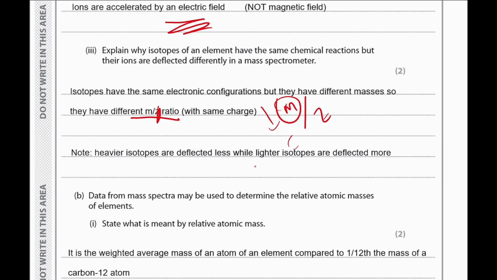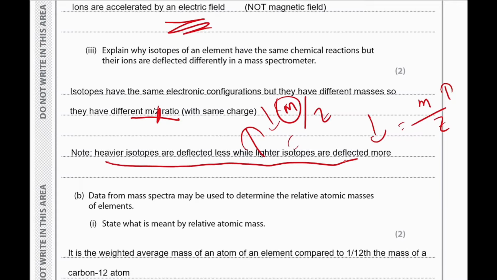So in other words, the lighter ones are going to receive more deflection, while the heavier ones are going to receive less deflection, because if the mass increases, the whole ratio increases, and so the deflection decreases. This is how it works. It's written in the note section.